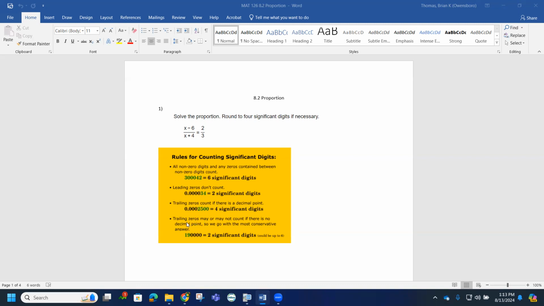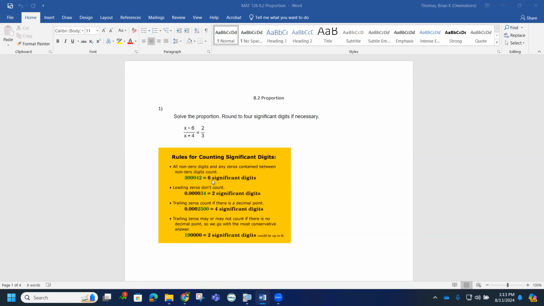And if you're dealing with whole numbers again, trailing zeros may or may not count if there is no decimal point. So we go with the most conservative answer. If I'm dealing with whole numbers, trailing zeros aren't counted. So only the front numbers are counted in this case. So 2 significant digits. Now it could be considered up to 6 significant digits, but if we're trying to be on the conservative side, only the front digits count, the trailing zeros do not count.